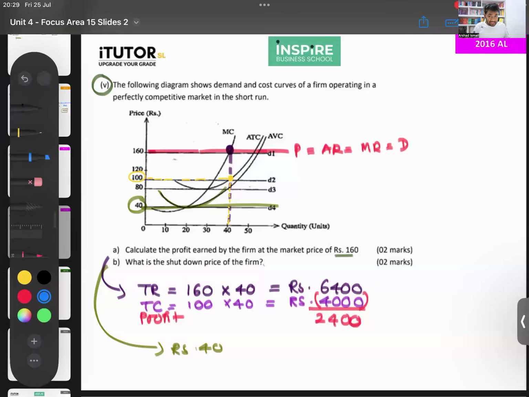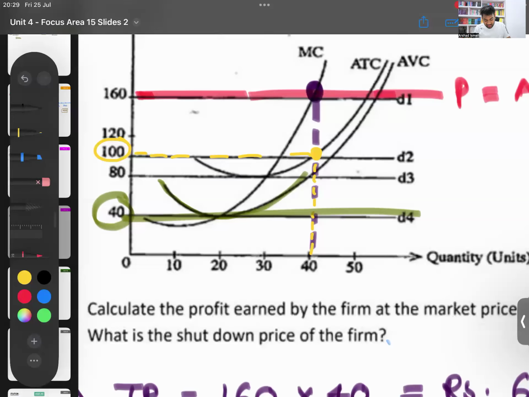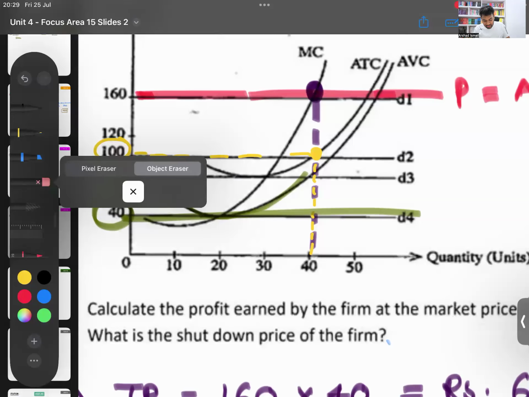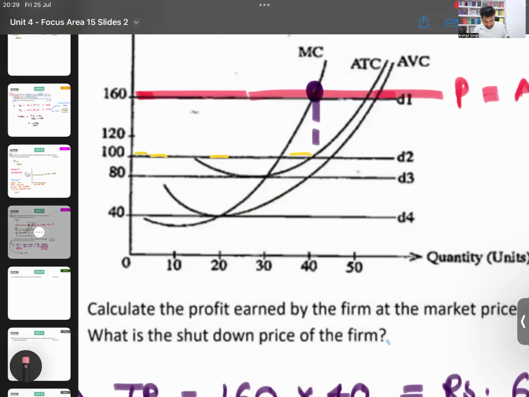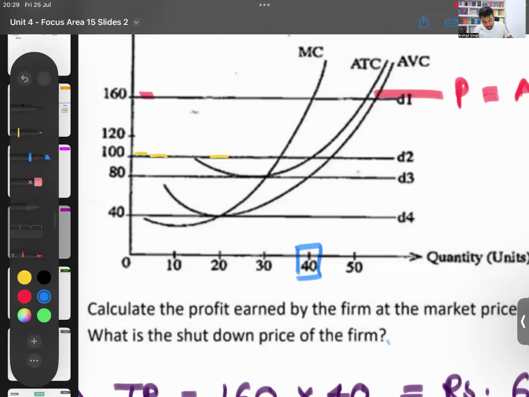So how do I get the average cost again? My total cost is your average cost times number of units. So you need to see, the firm is producing 40 units. So at 40 units, how much is the average cost? Connect it to this and draw. Average cost is 100. So total cost will be 40 times 100. That is 4,000. That's how the number comes.